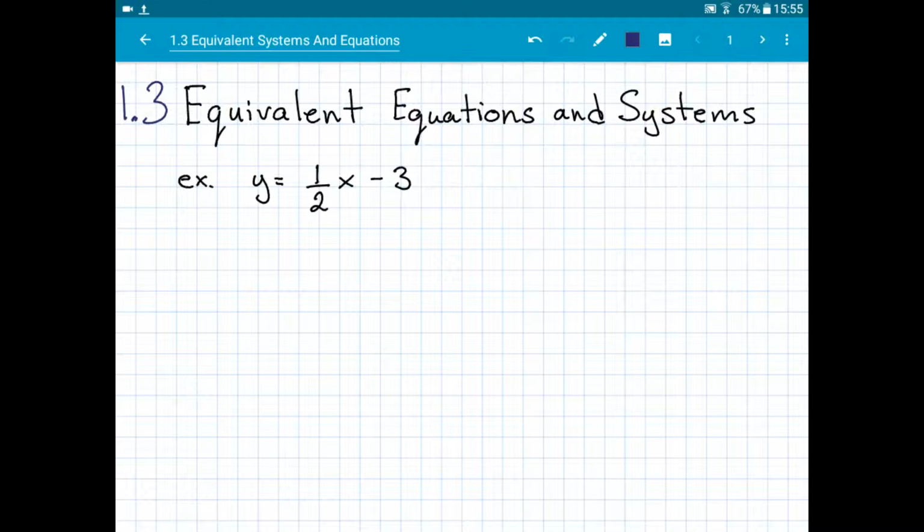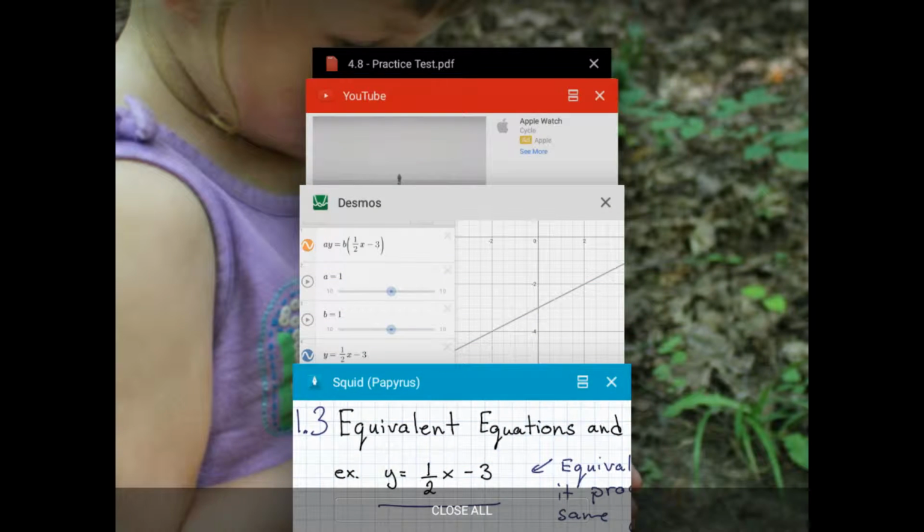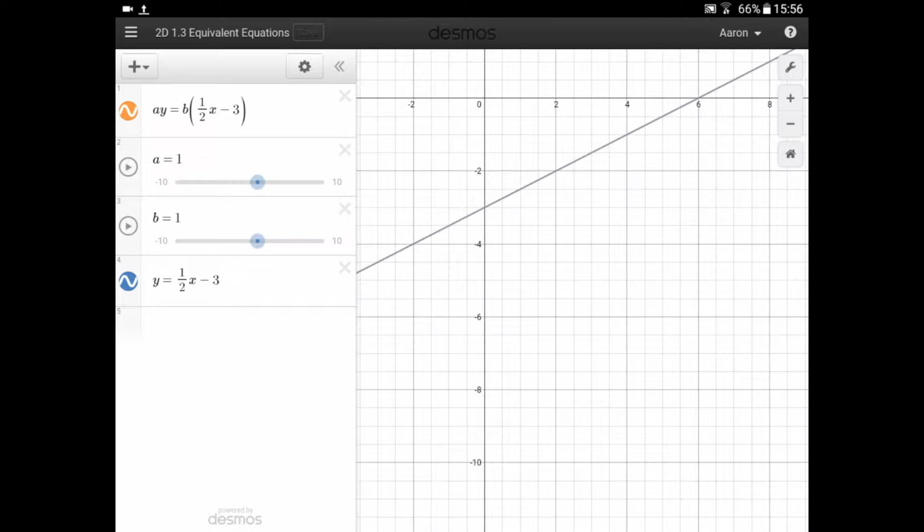So you can see this example that I've written out here. We've just got y equals 1/2 x minus 3. We're going to say an equation is equivalent if it produces the same graph. And so I think we have to go take a look at some graphs then. So I put on here y equals 1/2 x minus 3, just like we had in the example.